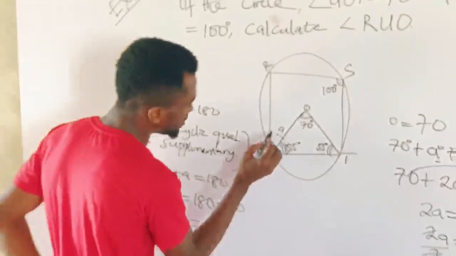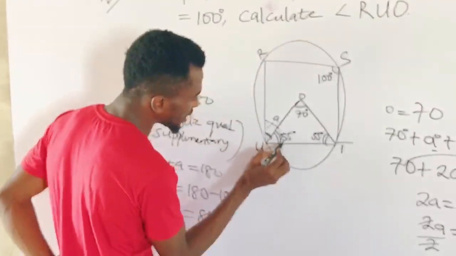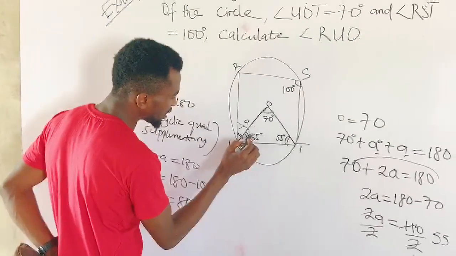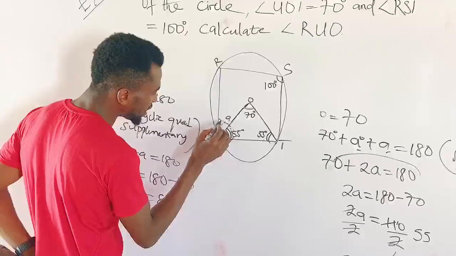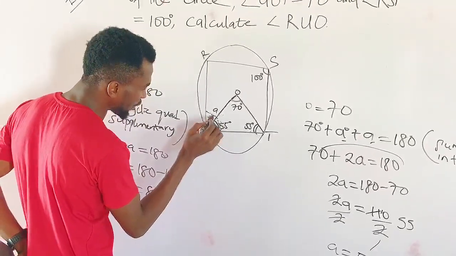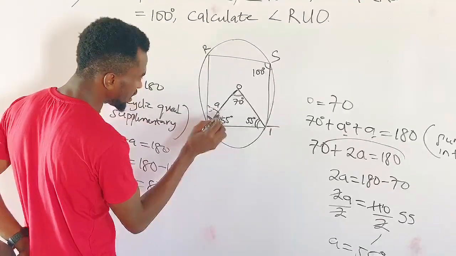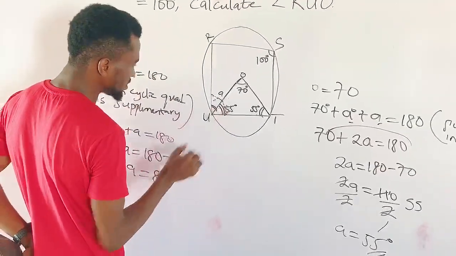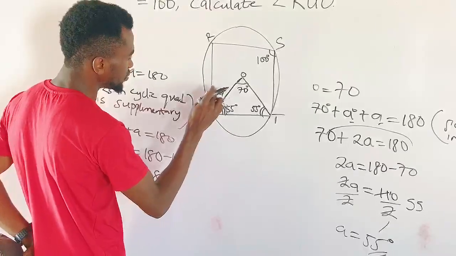Now from this place to this place that's 80. I know here is 55, but I don't know here. It's here I'm looking for. So if all here is 80 and here is 55, I want to look for this small place here. It will be 80 minus 55 that will give me this place.